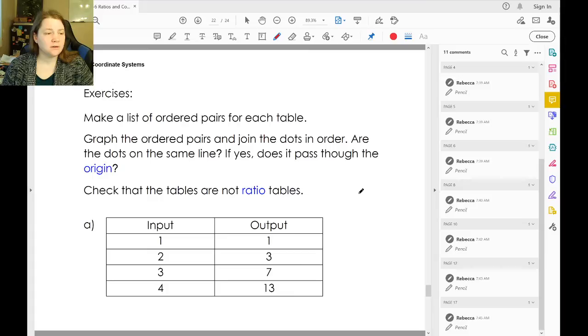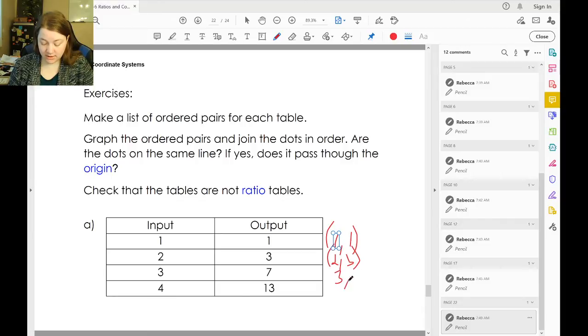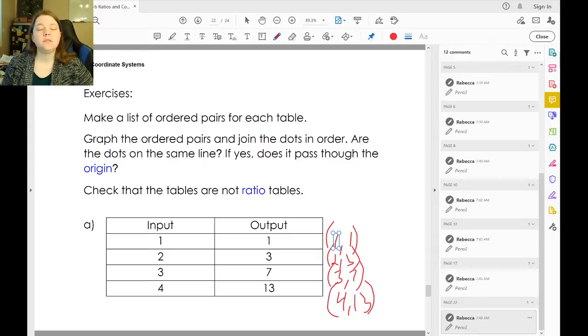So there are 3 here. So you go ahead and create the list. We see 1 to 1. We see 2 to 3. I see 3 to 7, and I see 4 to 13. Those are the points, but I can see that 1 times 2 is 2, but 1 times 2 is not 3. I also don't know what 3 times 7 is. So I know right off the bat, this is not a ratio table.